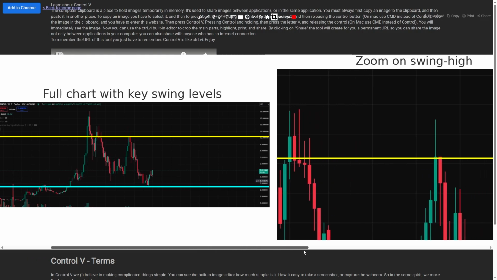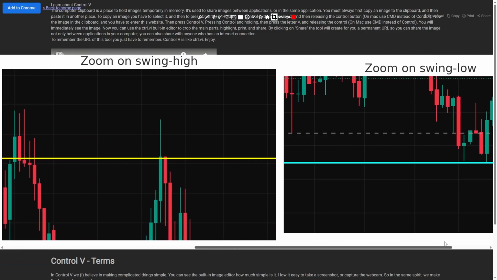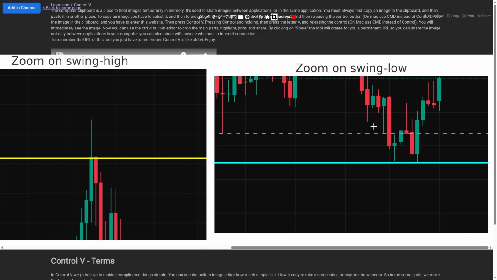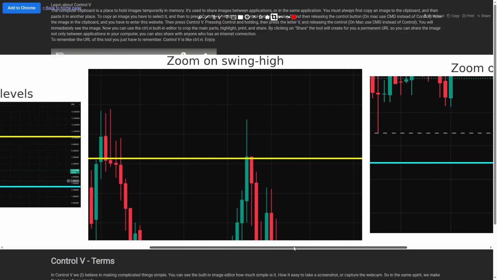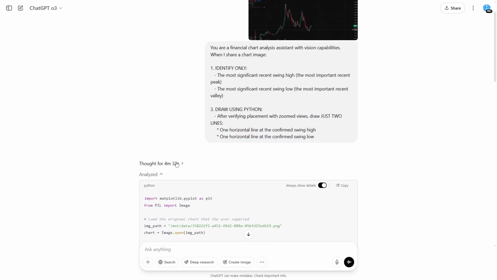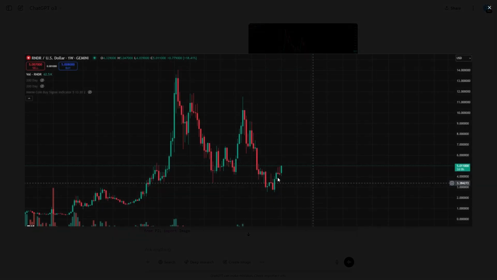Now, I've got to be honest with you guys, it did take around 4 minutes to draw this, so it isn't time effective at all. But we can see that it is able to zoom in on the swing low and on the swing high, which might be a useful feature for some traders. But one of the issues here is that it thinks for around 4 minutes, which is a bit long considering the average human can just draw a line here and a line here literally within seconds.